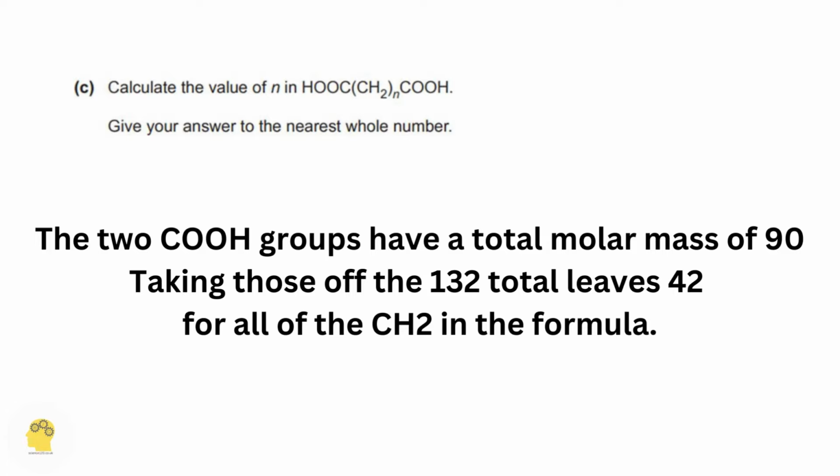And now we can find the value of N in the formula. So if we take the two COOH groups off with a total mass of 90, this leaves a value of 42 to account for all of the CH2s in the formula.